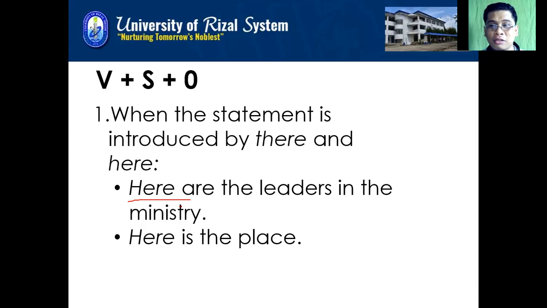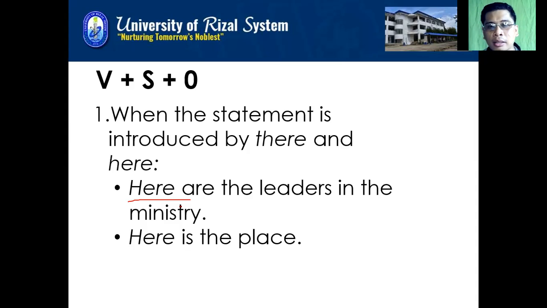Let's say, for example, I am the speaker, and I say, "Here are the leaders in the ministry." So yung pagbumestro ko na sinasabi ko as a speaker, "nandito ang mga pinuno ng ministry. Nandito ang pinuno ng ministry." It's already suggesting an action. It is a suggestive action.